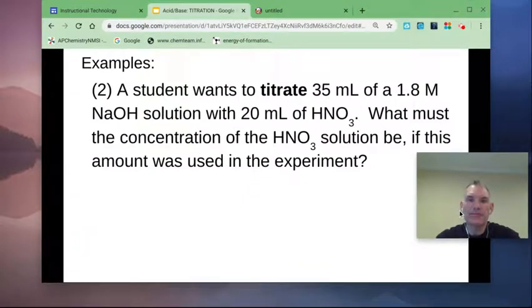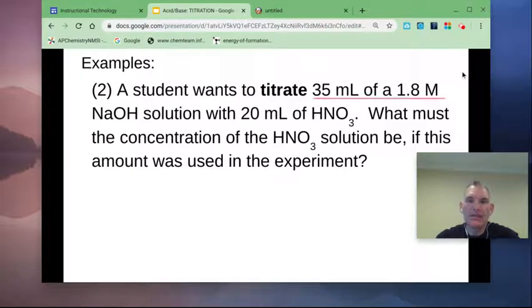In example 2, a student wants to titrate 35 milliliters of a 1.8 molar NaOH solution with 20 milliliters of HNO3. What must the concentration of the HNO3 solution be if this amount was used in the experiment? Again, I bolded titrate, telling us that it's a titration problem. Sometimes they'll say exactly neutralize or neutralize. That's another giveaway. But let me underline my key points.